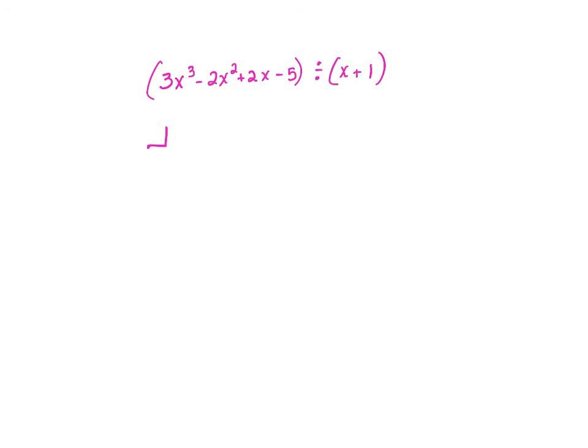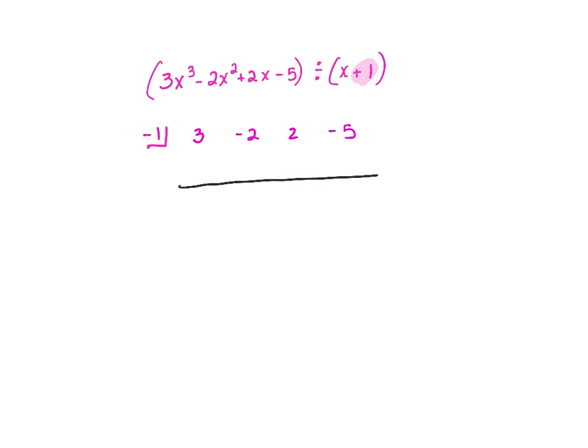Okay, so again, we make a box, and we just use the opposite sign of whatever's in here. This is a plus 1, so we're going to put -1 in the box. We write down our coefficients, making sure we have them all in order. So we have 3x cubed, then comes our -2, because that's our x squared, then a 2 for our x term, then a -5. Skip a line, draw a line.